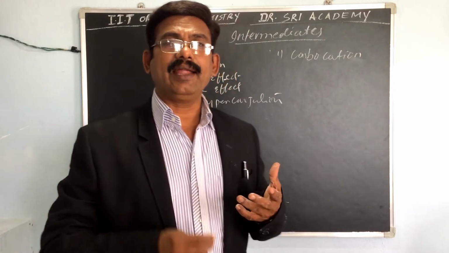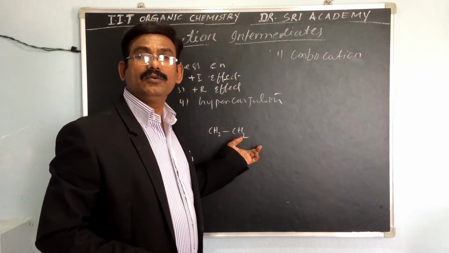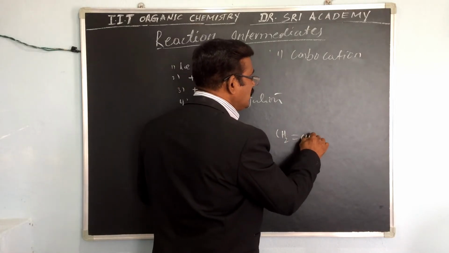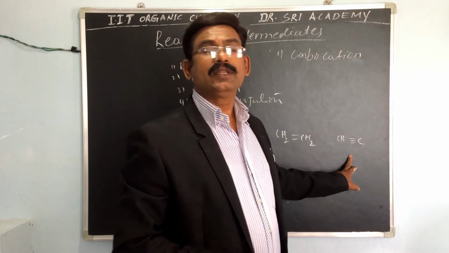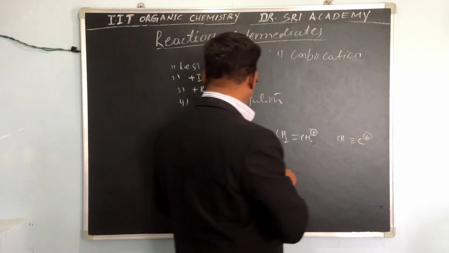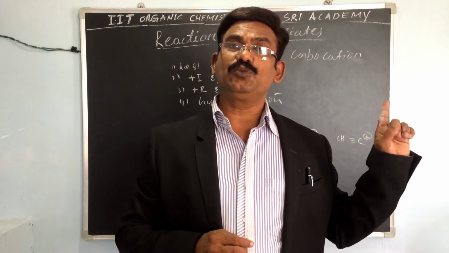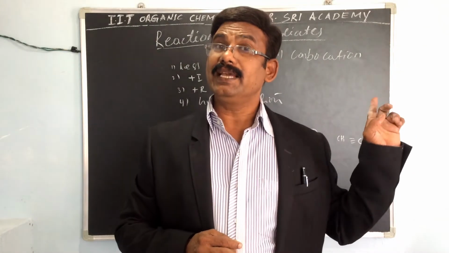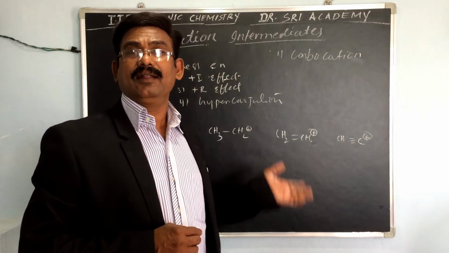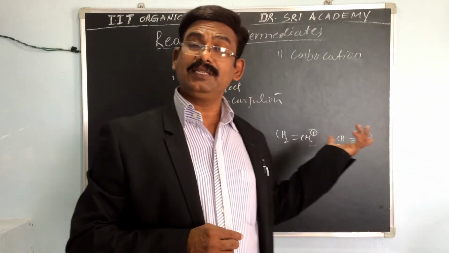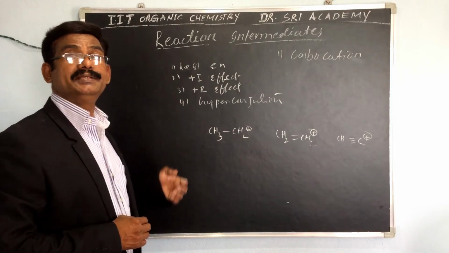For example, I will write this, so please remember. CH3CH3, then CH2=CH2, and HC≡CH. So here also write the carbocations: first CH3CH2+, then ethylene CH2=CH+, and HC≡C+. Write the stability order. These orders are very important for competitive exams. Remember all these things.